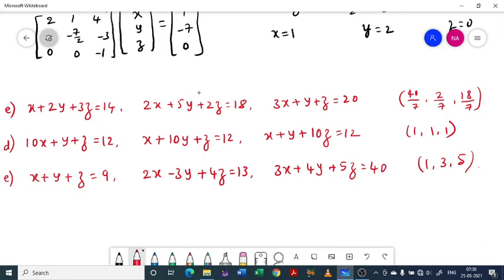So try to solve these, and next class we shall discuss other methods, eigenvalues, eigenvectors, etc. So I'll conclude this session.